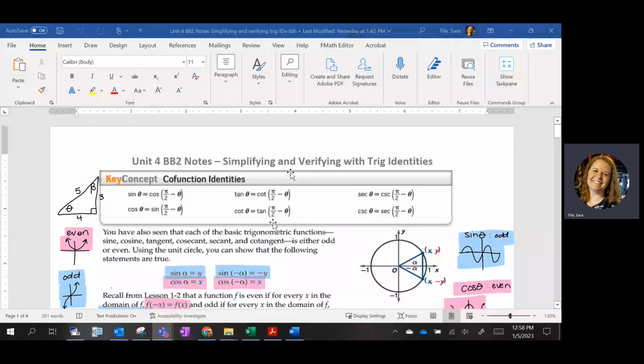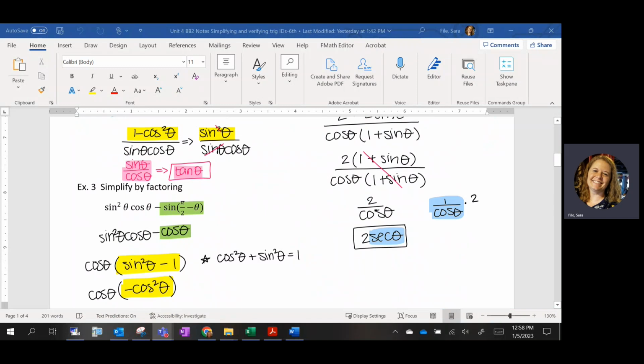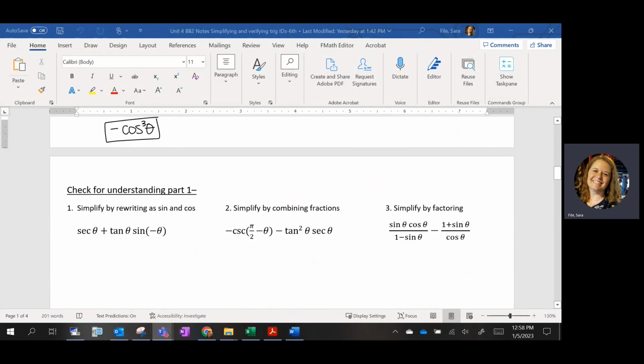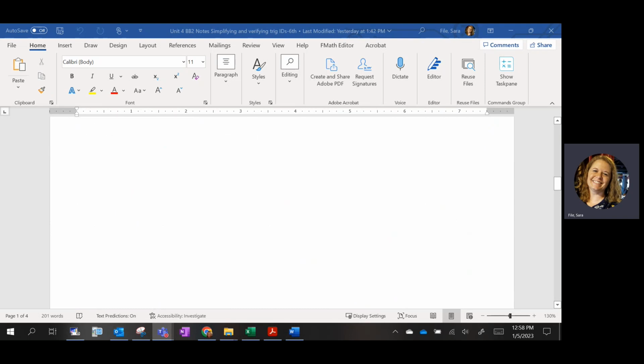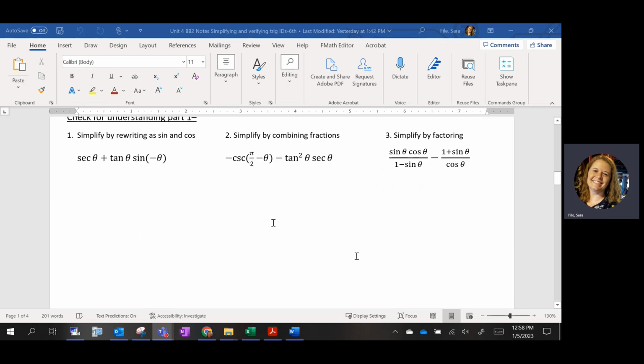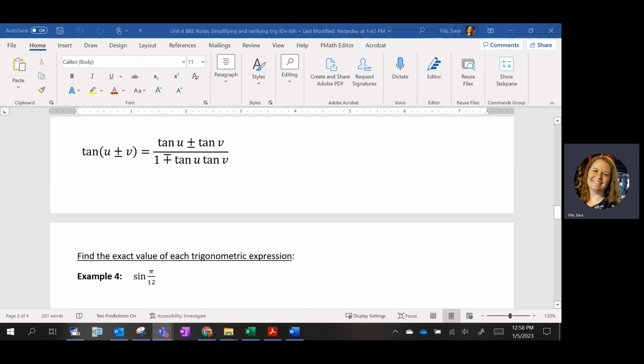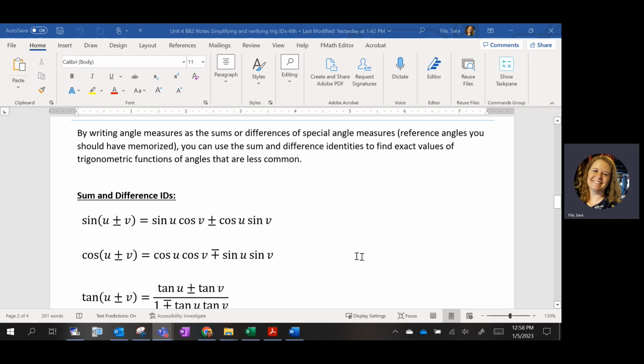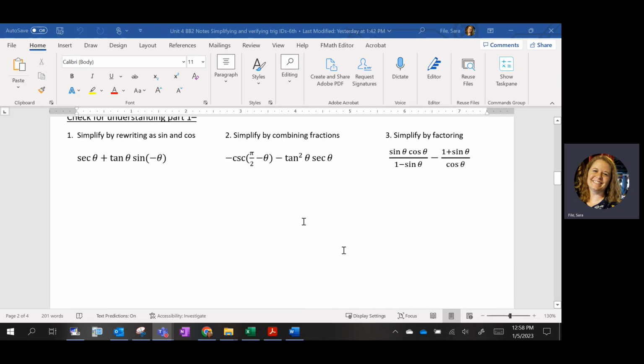Yesterday in the Unit 4 Building Block 2 notes, we got through the examples over co-function and odd-even identities, and then I asked y'all to try these check for understanding questions on your own at home. And then we were just starting to talk about sum and difference identities. So actually, before we jump into sum and difference, do y'all want to go over one of these check for understanding questions, or did y'all feel confident with all three of those?